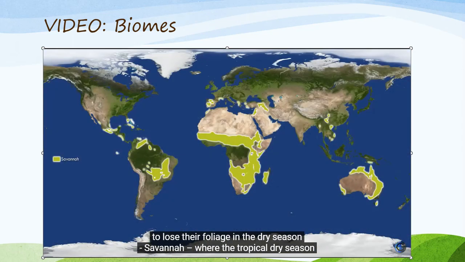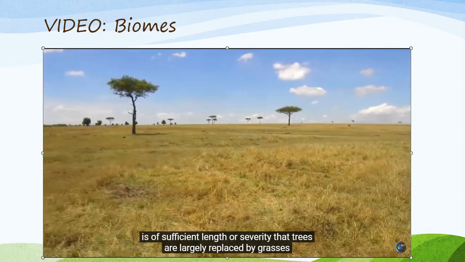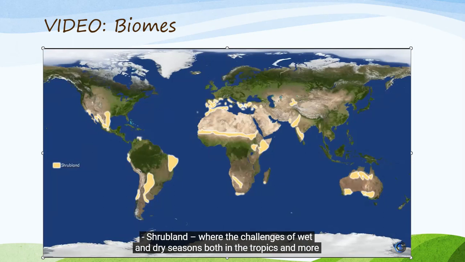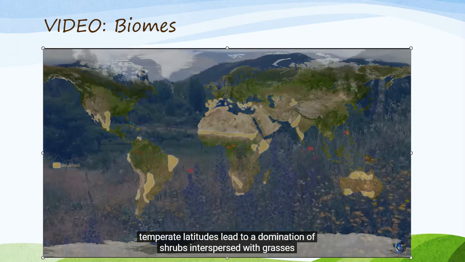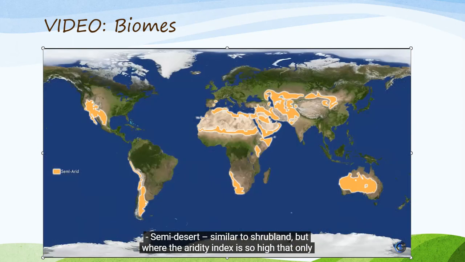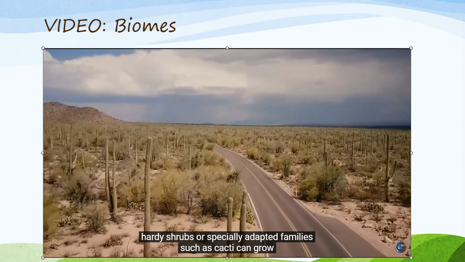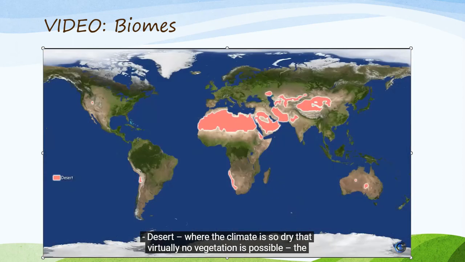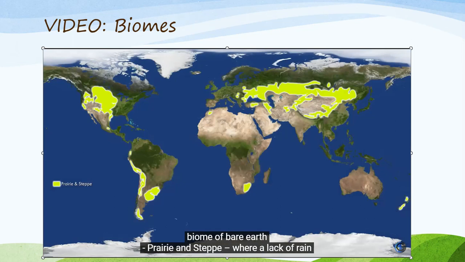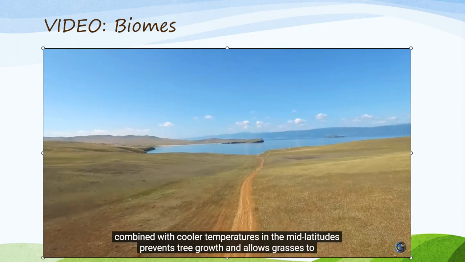Savanna, where the tropical dry season is of sufficient length or severity that trees are largely replaced by grasses. Shrubland, where the challenges of wet and dry seasons in both the tropics and more temperate latitudes lead to a domination of shrubs interspersed with grasses. Semi-desert, similar to shrubland but where the aridity index is so high that only hardy shrubs or specially adapted families such as cacti can grow. Desert, where the climate is so dry that virtually no vegetation is possible, the biome of bare earth. Prairie and steppe, where a lack of rain combined with cooler temperatures in the mid-latitudes prevents tree growth and allows grasses to dominate.